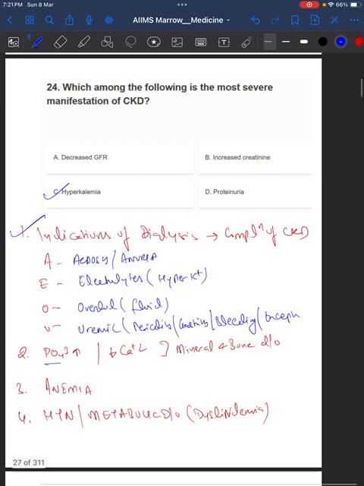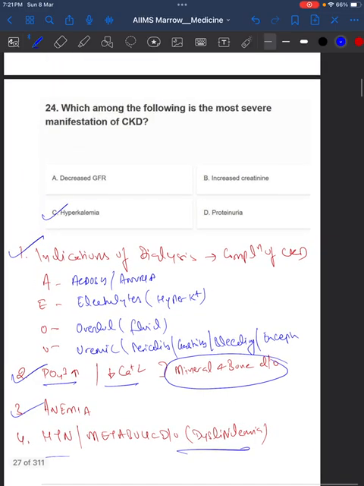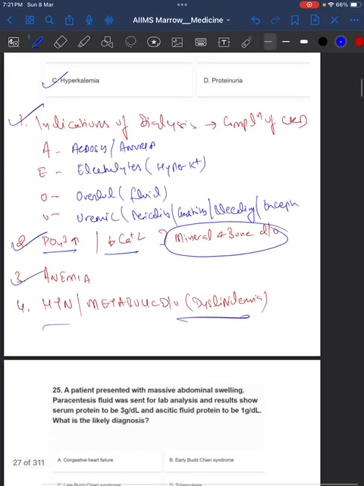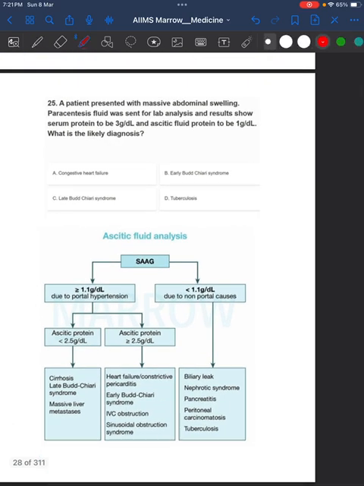Then the next complication is increased phosphate and hypocalcemia, which is responsible for mineral and bone disorder. Then anemia. Then other metabolic disorders like dyslipidemia and hypertension. So decreased GFR, increased creatinine, all of these things will happen, but the most severe is hyperkalemia. They can next time ask you which is the life-threatening complication. So it will be hyperkalemia.